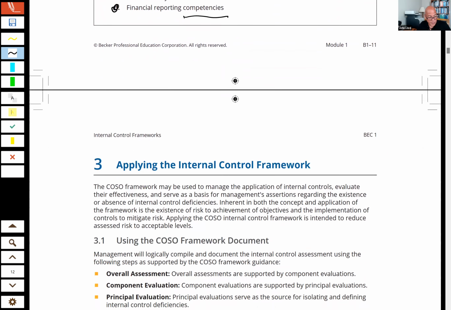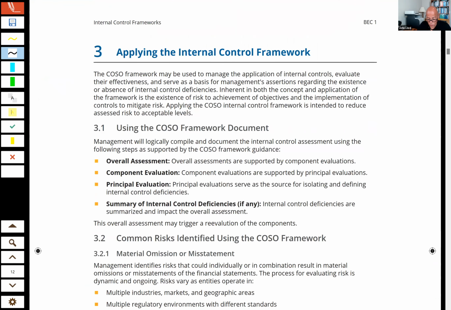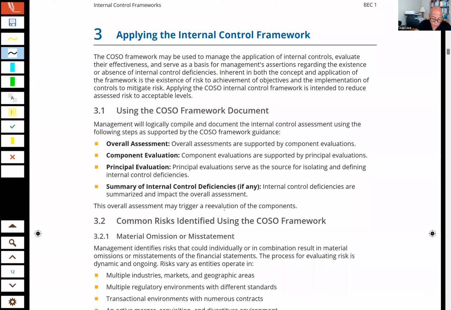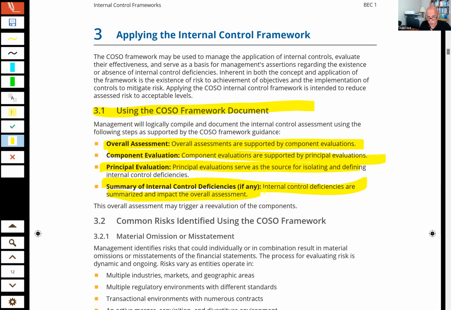Okay, good. Let's take a look at using the COSO framework that we've talked about. There are really a few different levels. You will use the framework for an overall assessment, component evaluation. Remember, they're the five components working together, and then the 17 principles. And then there will be the summary of the internal control deficiencies that will come out of that. That will feed back to the board of directors. Board of directors will then do what? An assessment of the risks at that point, and so on. And we go back through that process.